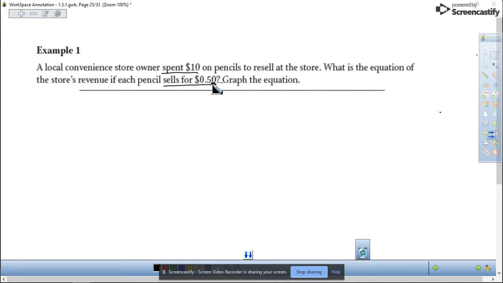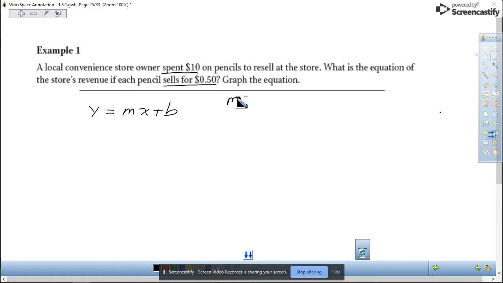So we want to create an equation. You should remember this from middle school. Okay, slope-intercept form. This is for a linear equation. This was linear because we're selling them for 50 cents each, so we're going to be repeating that addition of 50 cents over and over again. Okay, and that's going to be our slope.